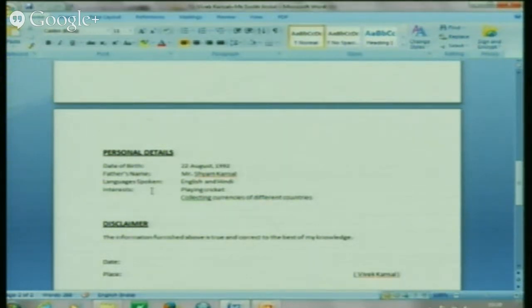Then you give your father's name. Please give his name with a title, Shri, and Srimati for your mother. I will take up your queries after the session.